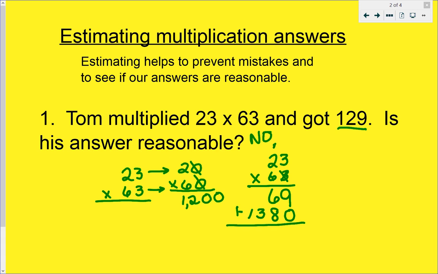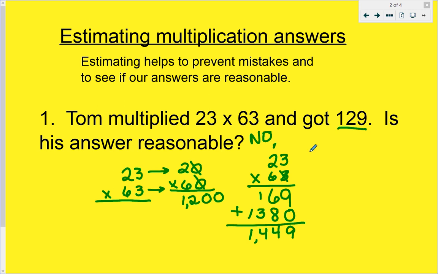Now I'm going to add them together. 9 and 0 is 9. 8 and 6 is 14. Carry my 1. 3 and 1 is 4. 1,449. Now you might not think that's close, but when you're doing double digits, that is close, 1,200 to 1,449. Because when you think about it, we lost a group of 3 here, we lost a group of 3 here, 3 groups of 20, 3 groups of 60, so that makes sense.